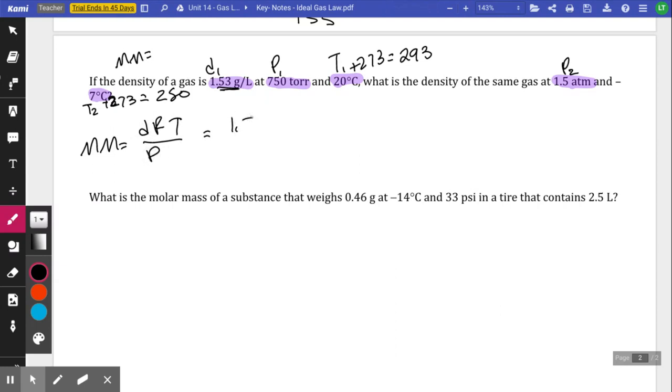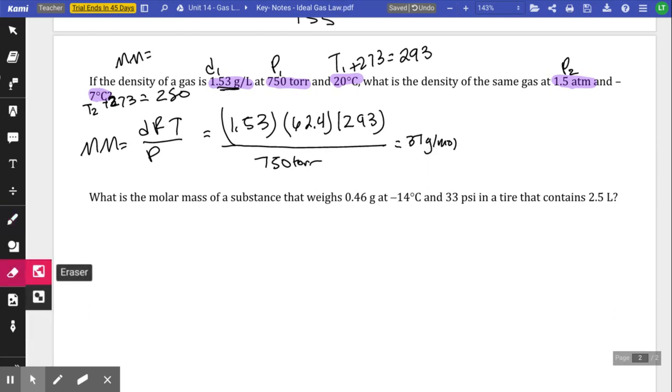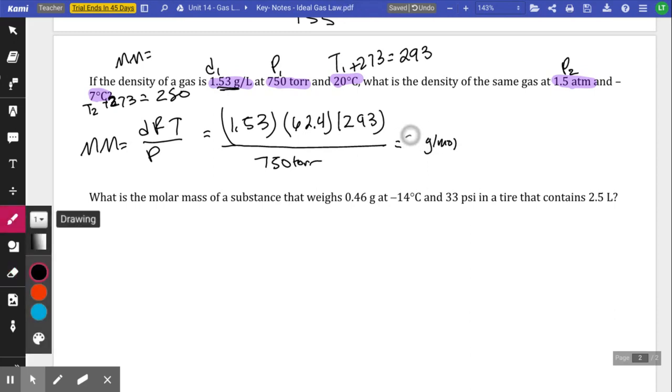So my density is 1.53. Since I'm using torr, I need to use the R value that matches with torr. So that would be 62.4 times my temperature, which is 293, all divided by my pressure, which is 750 torr. My answer should have 2 sig figs because my pressure only has 2 sig figs. So I end up getting that my molar mass is 37 grams per mole.